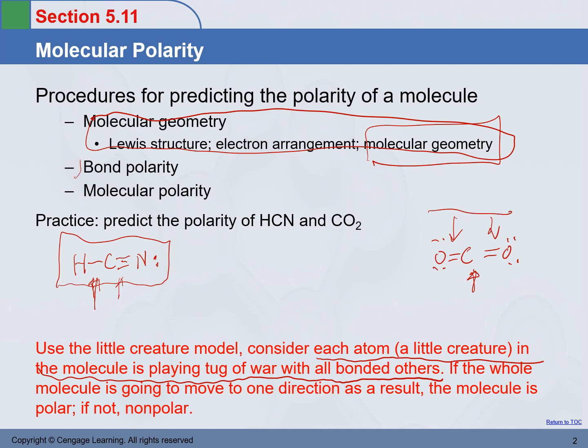Well, now let's talk about bond polarity. Hydrogen-carbon bond. Carbon is a little bit more electronegative than hydrogen, not a lot. If there's any polarity, it's very small, but overall, carbon is stronger. If they are playing the tug of war, carbon is going to win over hydrogen. Nitrogen is more electronegative than carbon. If they are playing the tug of war, nitrogen is going to win. As a result, the whole molecule is going to move to the right. Does that make sense to you? That's a polar molecule.